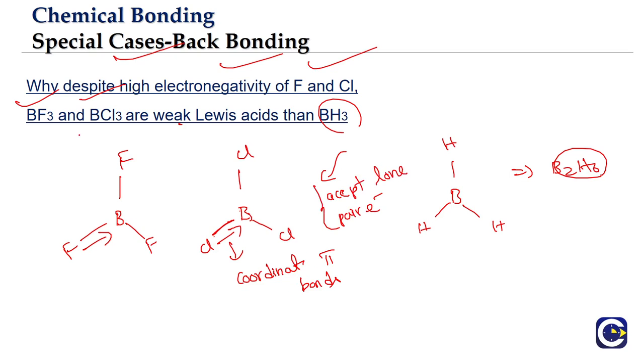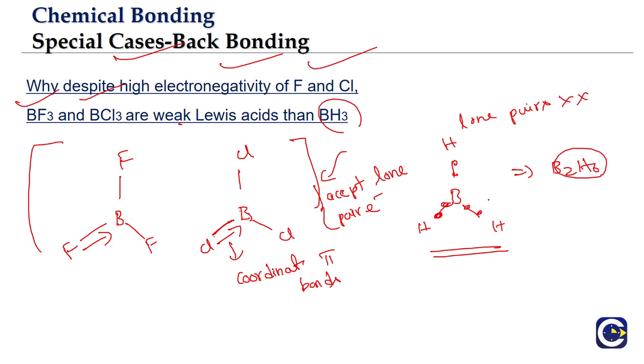That is the reason why BF3 or BCl3 are actually weaker Lewis acids than BH3. Think about it in the case of BH3: what is the atom to which boron is bonded? Hydrogen. Hydrogen has only one electron, and it is used for forming the bond with the boron itself. So here the hydrogens don't have any lone pairs to form that coordinate pi bond.